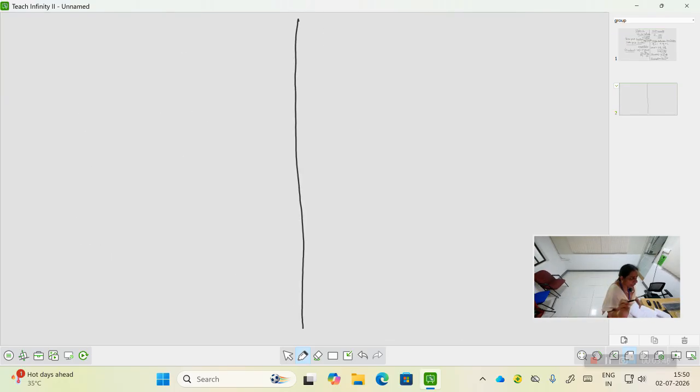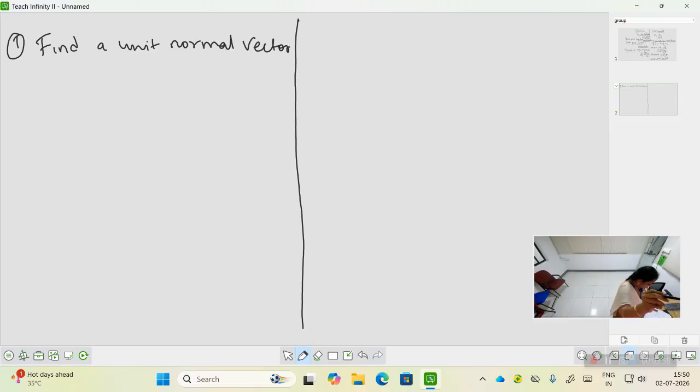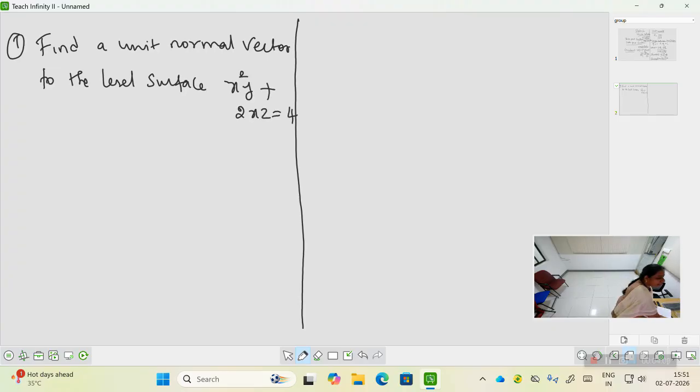Problem 1 is this: find a unit normal vector to the level surface x square y plus 2xz equal 4 at the point. This point is very important, because any point, whenever we say a position vector or a point, is nothing but any point in space, like x-axis, y-axis and z-axis.